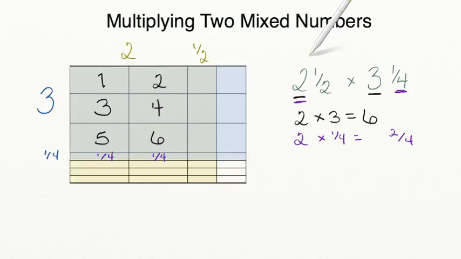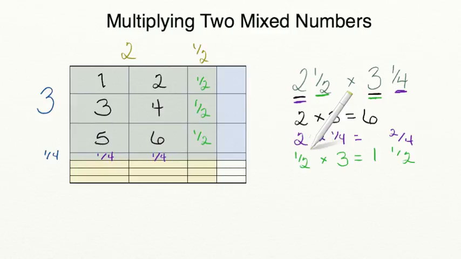We've already multiplied our 2 by both parts of 3 1/4, so now we need to multiply half by both parts. 1/2 times 3 equals 1 1/2. And we can see that on our area model we have 1/2 3 whole times. So now we can move on to multiplying our part by our part, our last piece.